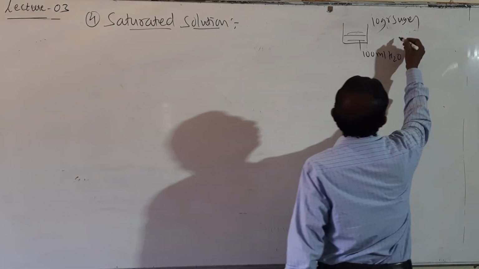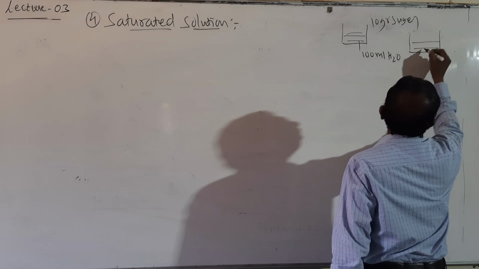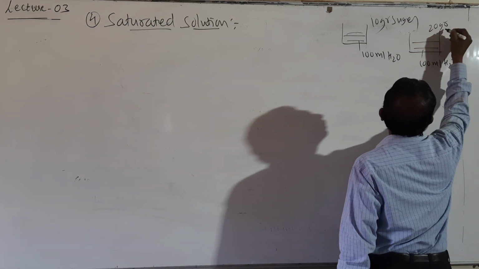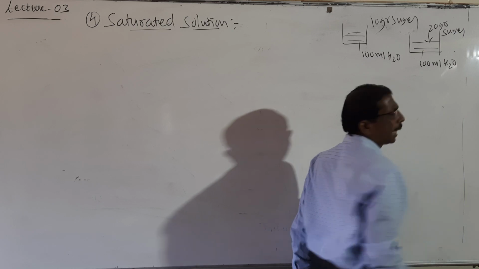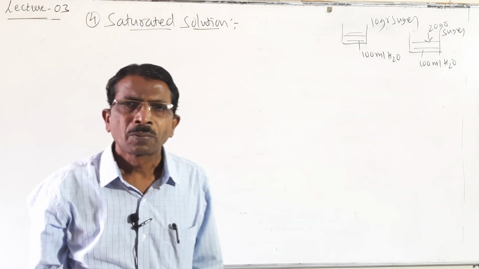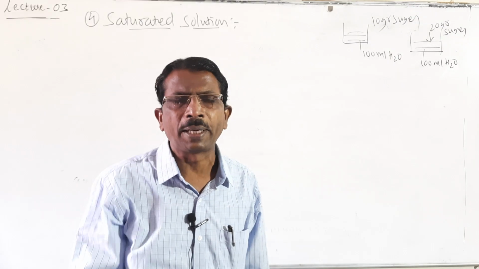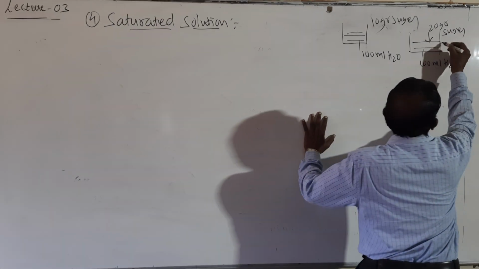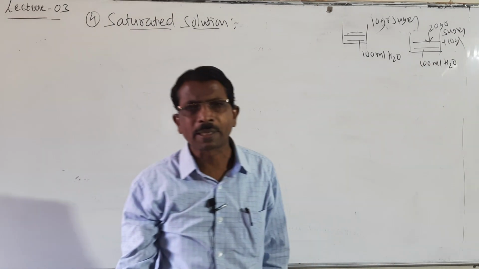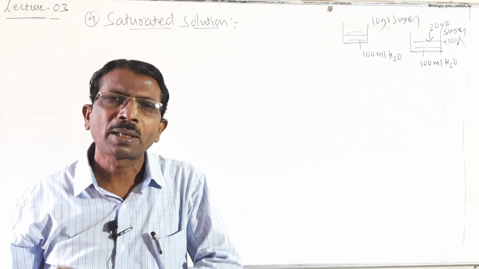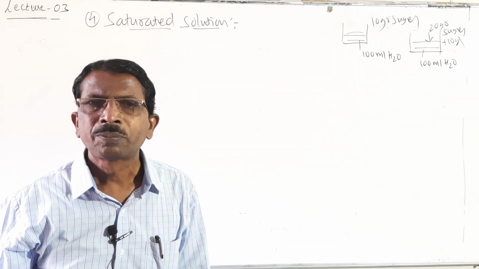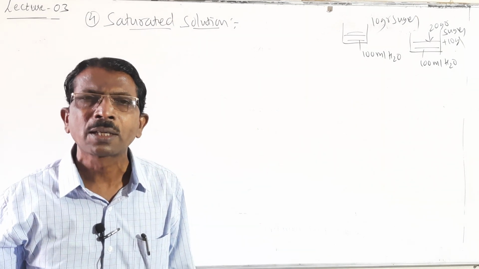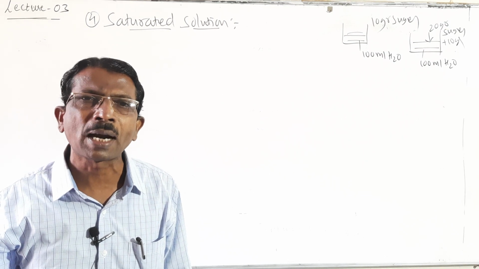And again, if we add the same 100 ml of water and 20 gram of sugar at the same temperature, the sugar dissolves very slowly. And if you add again 10 gram, at the same temperature the sugar does not dissolve. It remains undissolved. And this solution is called a saturated solution, Santrupta Dravana.